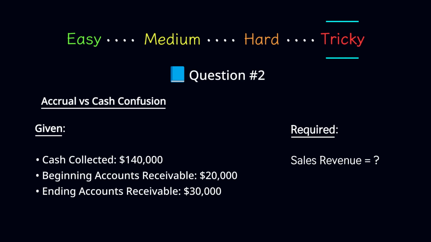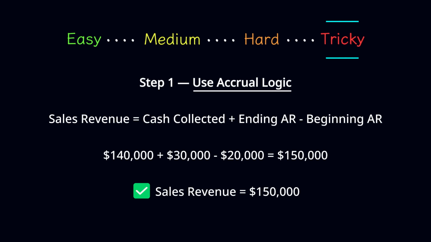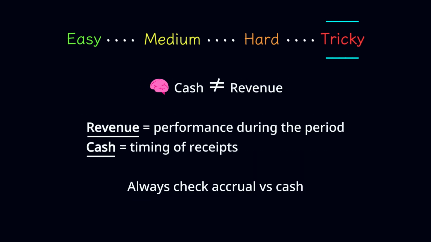This is not a cash question. This is an accrual question. So we use accrual logic. Sales revenue equals cash collected plus ending receivables minus beginning receivables. So we take 140,000, add 30,000, and subtract 20,000. That gives us $150,000 of sales revenue. Trap avoided. Here's the mindset that saves you. Cash is about timing. Revenue is about performance.